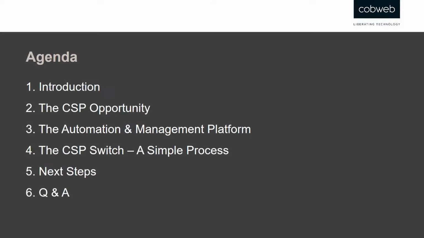So just to go through the agenda with you, we'll keep this very brief today. We should run through all of the slides in about 20 minutes. What we want to do is go through a brief introduction of where we're headed for the channel, talk about the CSP opportunity, and Craig will run through the features and requirements for the CSP programme and how this can benefit you. The automation and management platform covers our control panel, which I'm sure you're all used to using, and the CSP switch. That's the simple process that will take you through the steps of switching over to CSP, and hopefully this will show you how simple the whole process is. Then we'll go through the next steps and answer any questions from the audience.